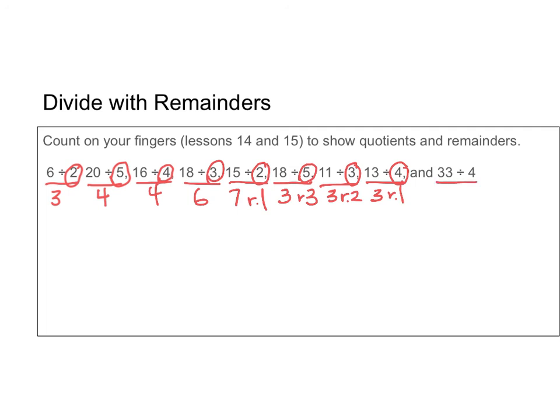And finally, we're going to do 33 divided by 4, and we'll count by 4s. 4, 8, 12, 16, 20, 24, 28, 32, and that was 8, but 32, 33 with a remainder of 1 because it took us 1 to get there.